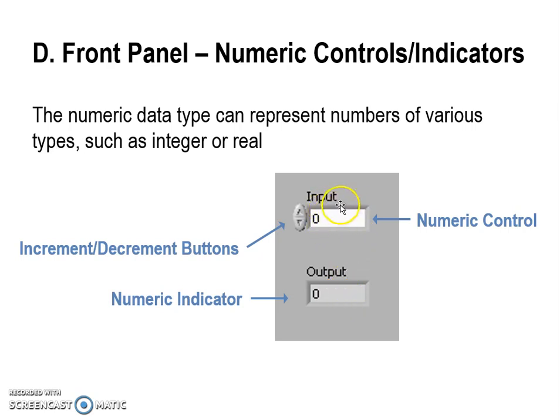And also remember, I can make these visible or not visible. So if I wanted to make the label not visible or the increment decrement buttons not visible, I would simply right click and deselect those options, and they would not be visible on the front panel.